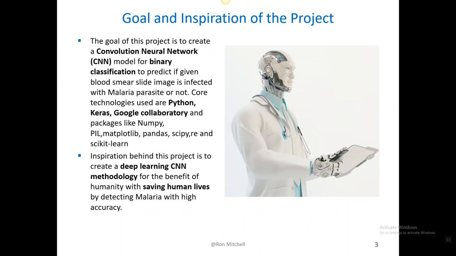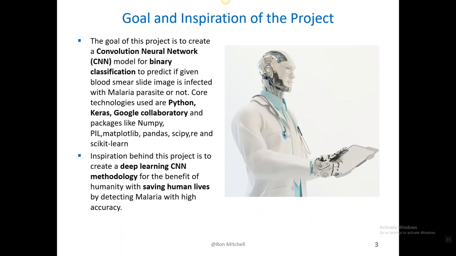The goal of my project is to create a convolutional neural network model for binary classification to predict whether or not a given blood cell image is infected with malaria parasites. Core technologies used for the project are Python and Keras for CNN development, Google Colaboratory for a GPU platform, and Python packages such as NumPy, PIL, Matplotlib, Pandas, scikit-learn, etc.